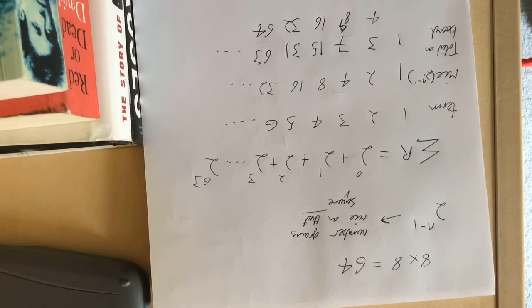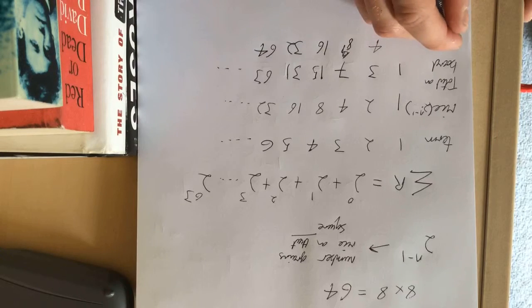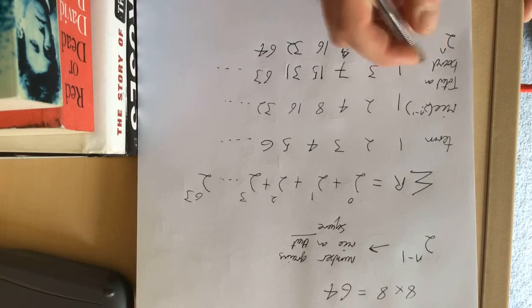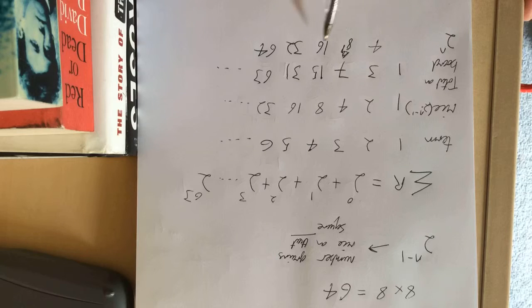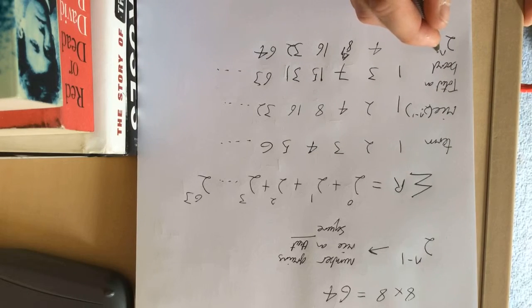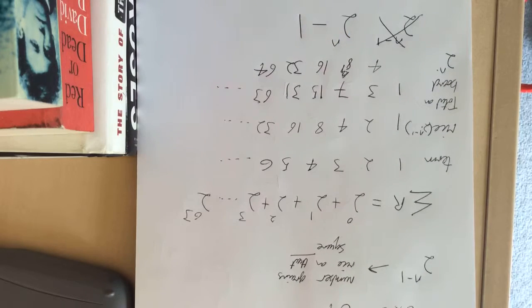From this we can see that the total grains of rice on the board is 2 to the power of the nth term take away 1. 4 take away 1, 8 take away 1, 16 take away 1. So our formula is 2 to the power of n minus 1.